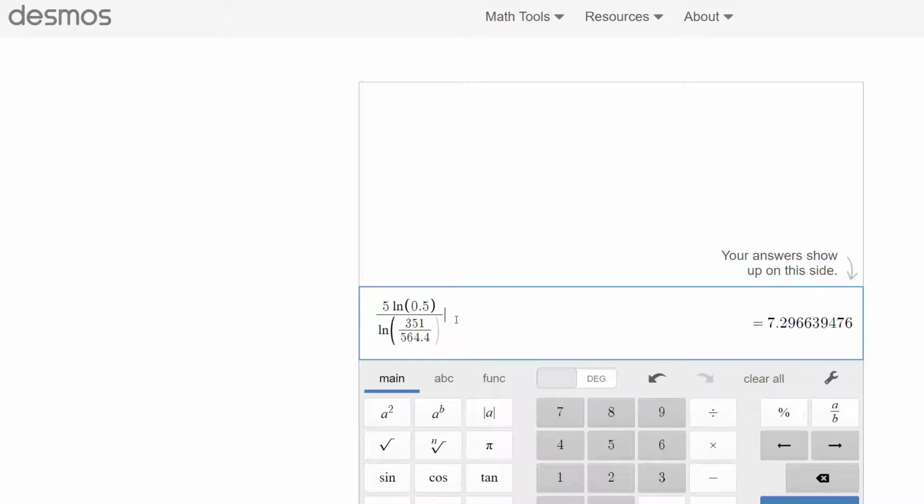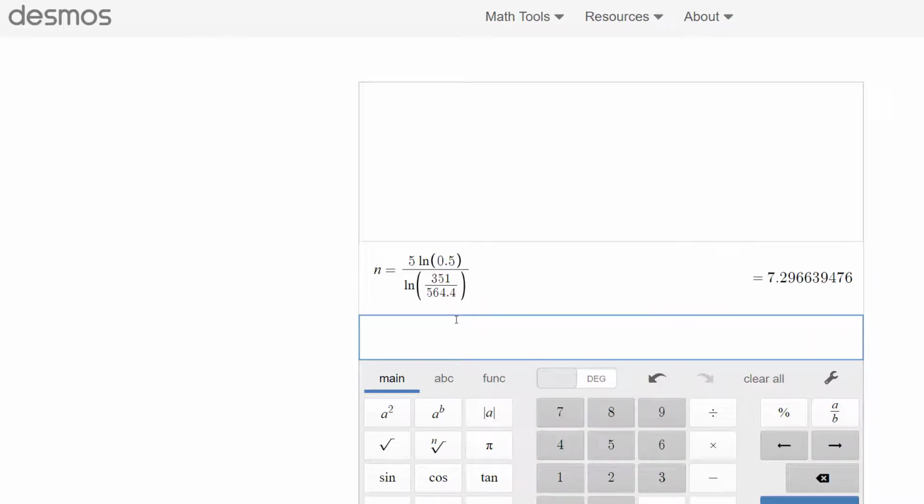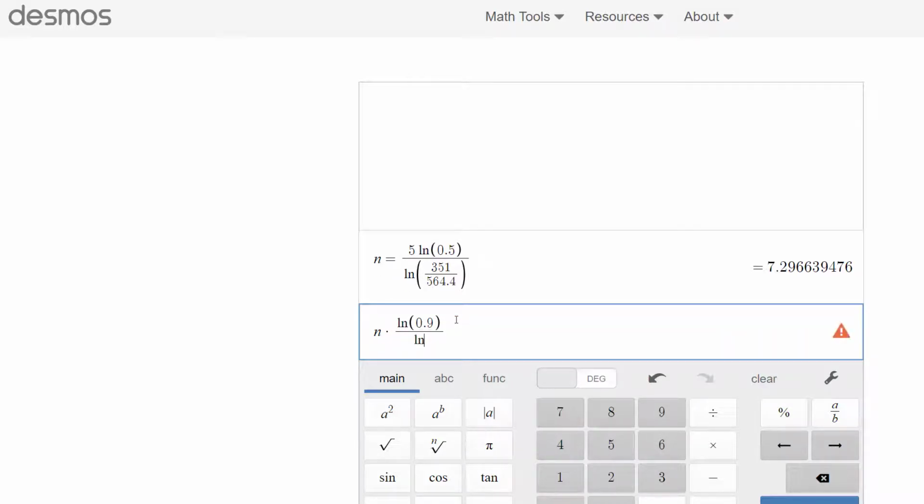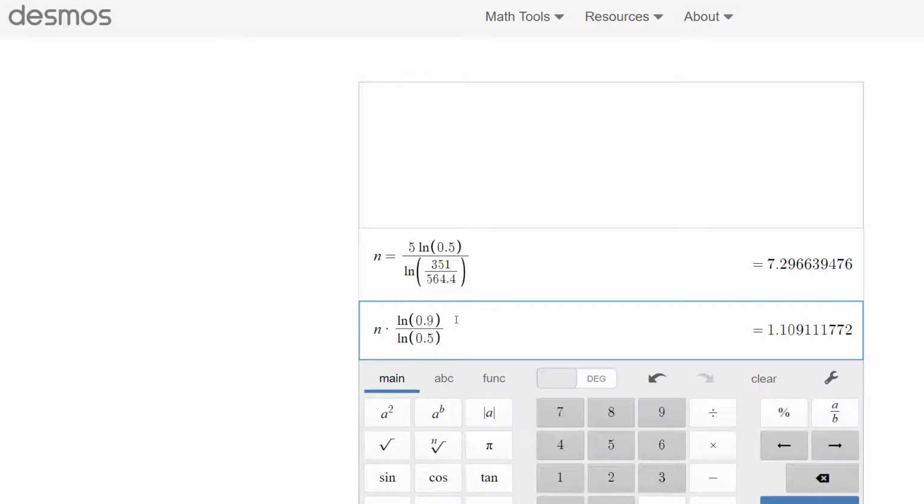Here we are in Desmos. You can just hop over here and call this n. You can say n equals that. And now I can use that in future computations. The computation that we're dealing with is n times the natural log of 0.9 divided by the natural log of 0.5. So roughly 1.1 hours.